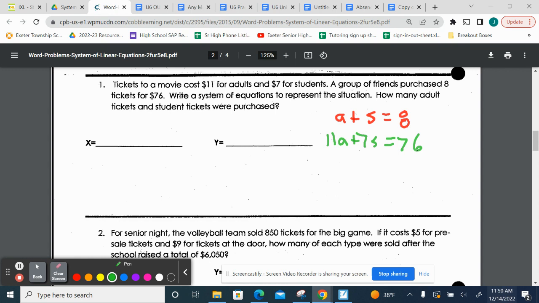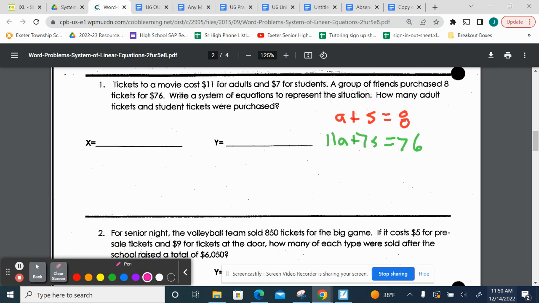If you want to do substitution, you would basically just get one of these variables by itself, right? The A or the S, it doesn't really matter. You just move one over, make it negative, and you could do substitution. Certainly, you could do that. You can also do elimination. I mean, it's all lined up for it, right?